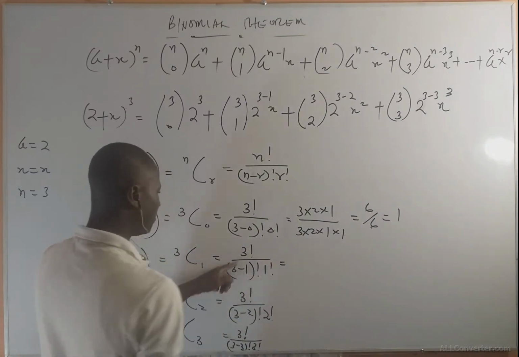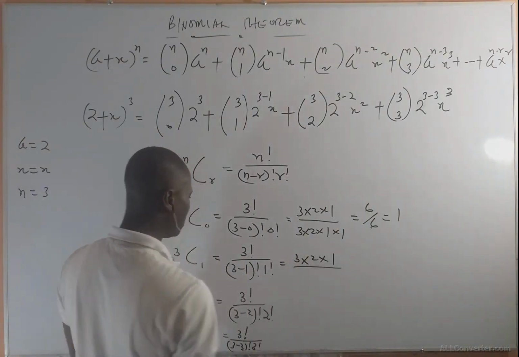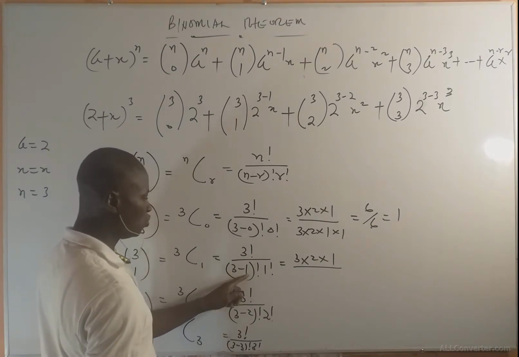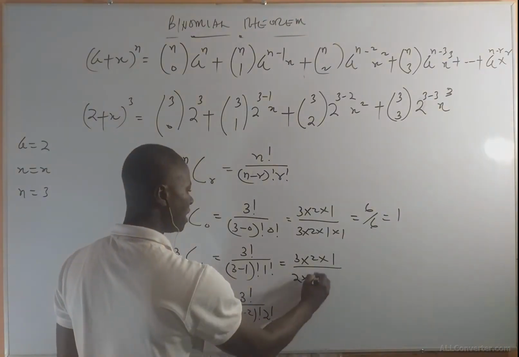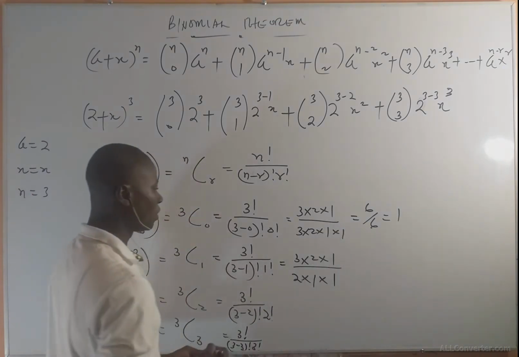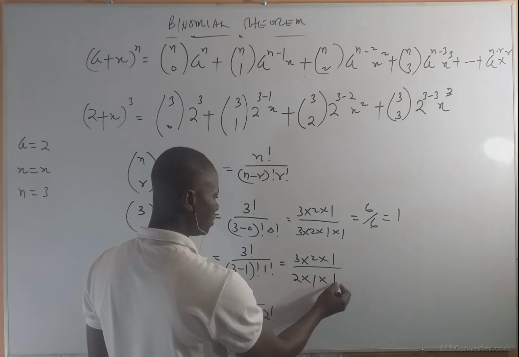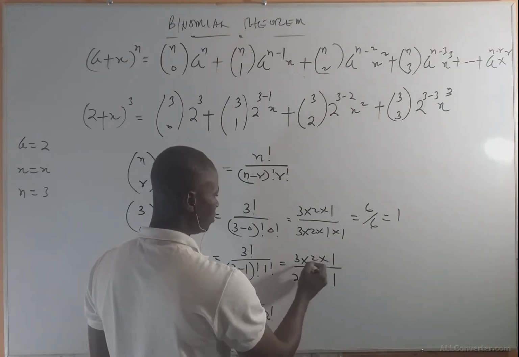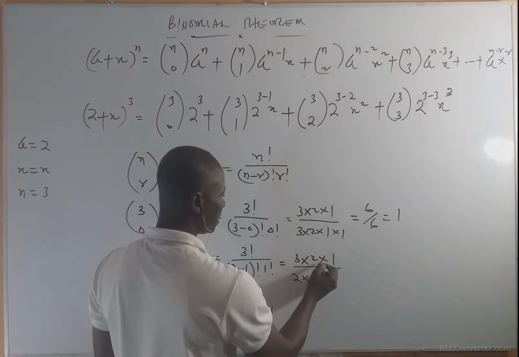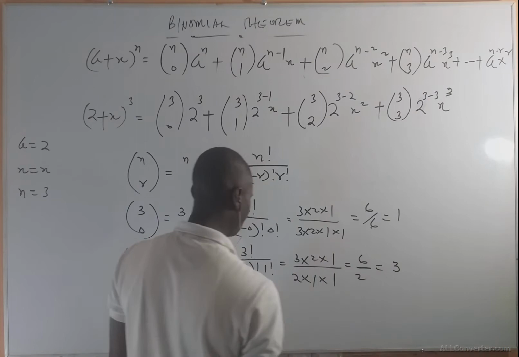Then we have 3 factorial. That is 3 times 2 times 1, all divided by 3 minus 1 will be 2. So 2 factorial is 2 times 1. Don't forget that we have 1 factorial, and 1 factorial is also 1. So we have 2 times 1 times 1, and that is 2. So 2 can cancel because this is 3 times 2, that is 6. 6 times 1 is 6 divided by 2, and the result will be 3.